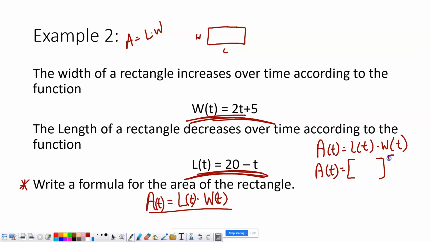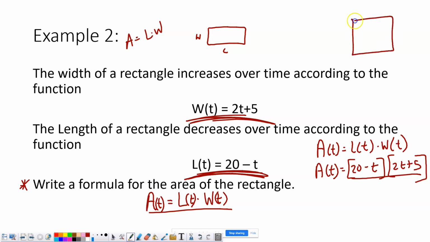we can replace L and W with what they are. What is L? L is 20 minus t. What is W? 2t plus 5. We could write that as well, right? And then we can go ahead and actually simplify this. If you want to use the box method or the FOIL method, it's up to you.